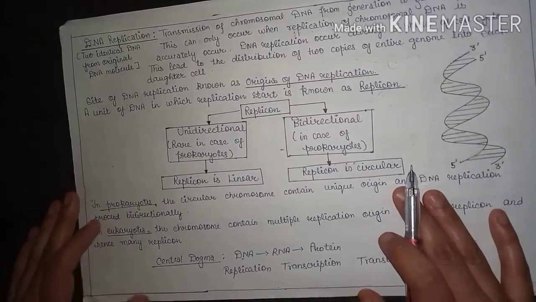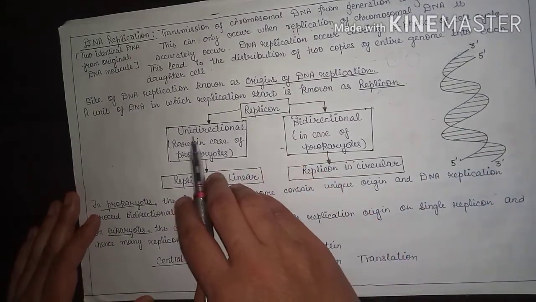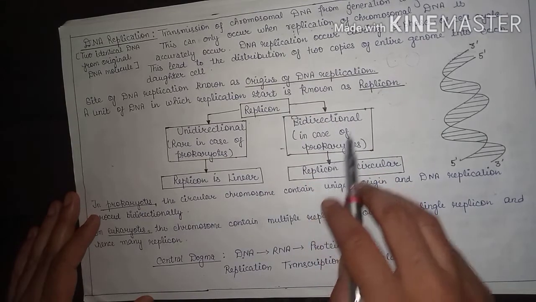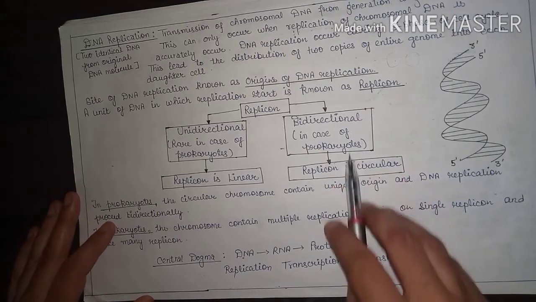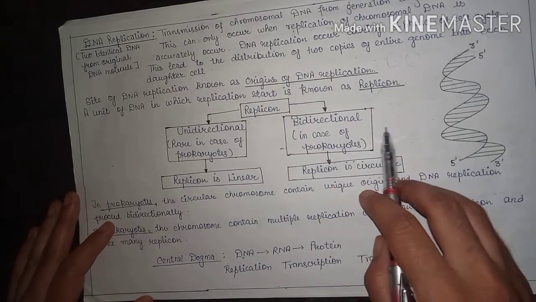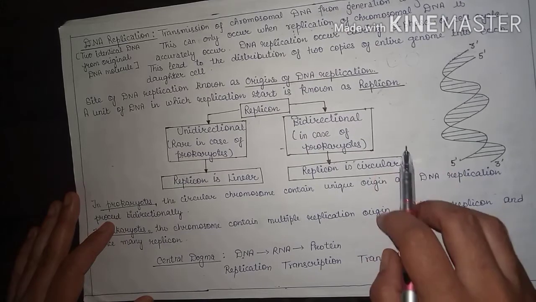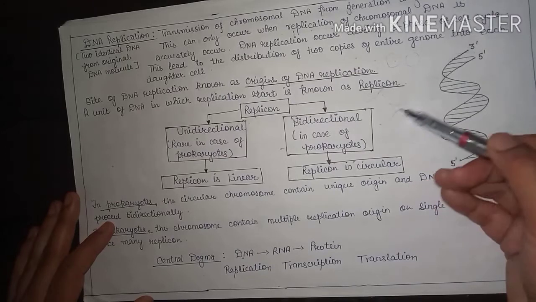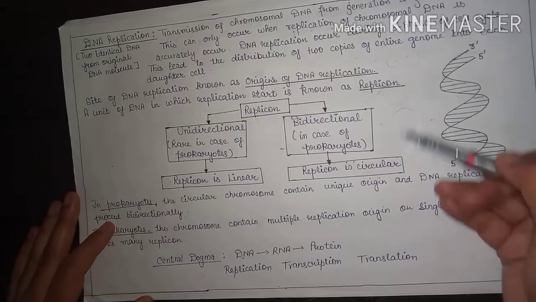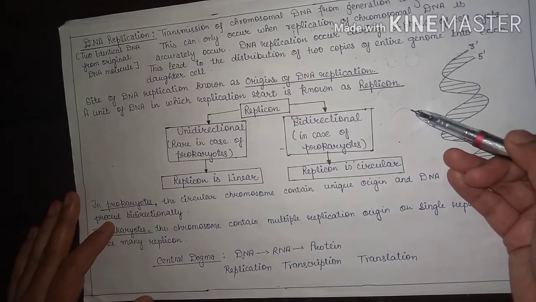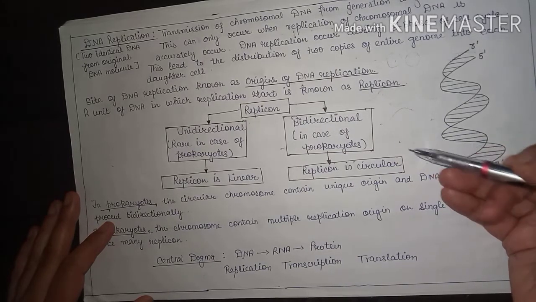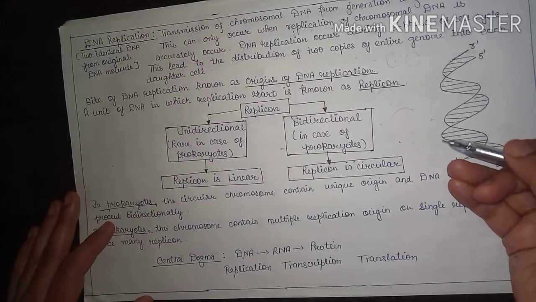Replicons are of two types: unidirectional and bidirectional. In prokaryotes, a bidirectional replicon is present. In a bidirectional replicon, replication occurs from both sides, and both strands perform replication. One strand is the leading strand, which is the continuous strand, and the second strand is the lagging strand. In the lagging strand, Okazaki fragments are present.